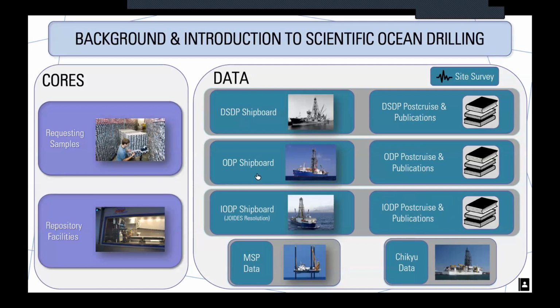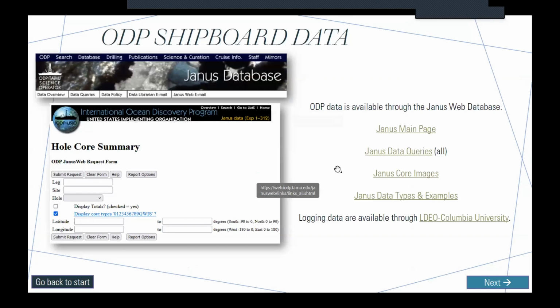Okay, so if we can take one step back further into ODP data. ODP data is housed in another database that I mentioned called the JRSO Web Database. It looks, of course, a little more simplistic, right? It's not quite as overwhelming as LIMS to use. It does have all of the core images within it. You can also search by data type. There's a lot of different types of queries, but it's very intuitive and very easy to use. And you're looking for ODP data. Logging data, once again, is available through Columbia.